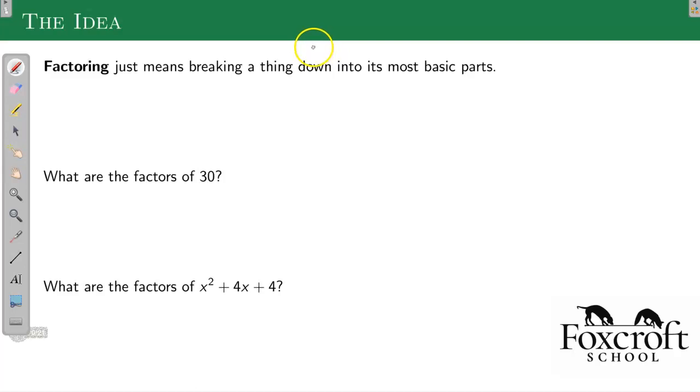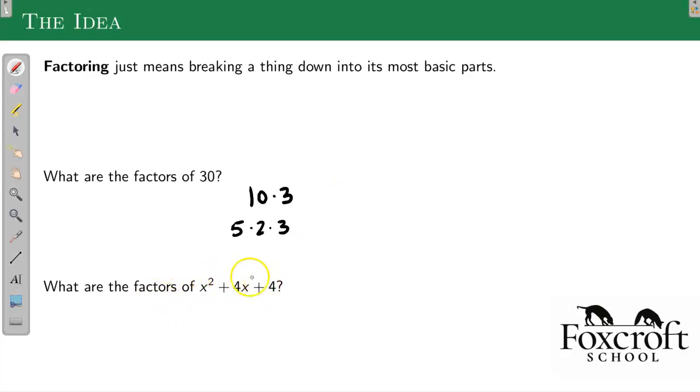So the idea: factoring just means breaking a thing down into its most basic parts. What are the factors of 30? Well, I could do 30 is 10 times 3. 10 is 5 times 2. So the most basic factors of 30 are 2, 3, and 5. We can't break those down into smaller things with multiplication. So that's what factoring means.